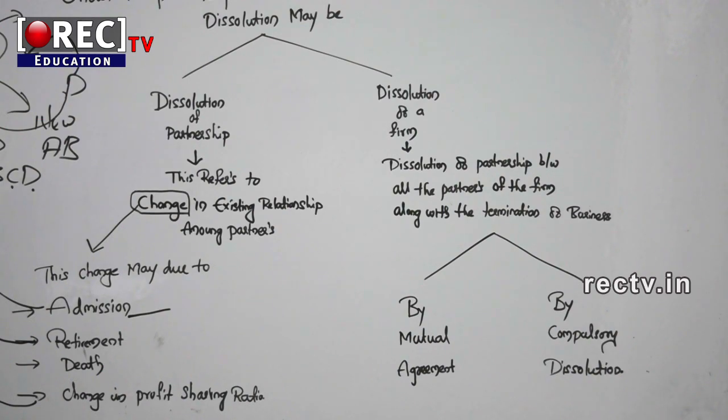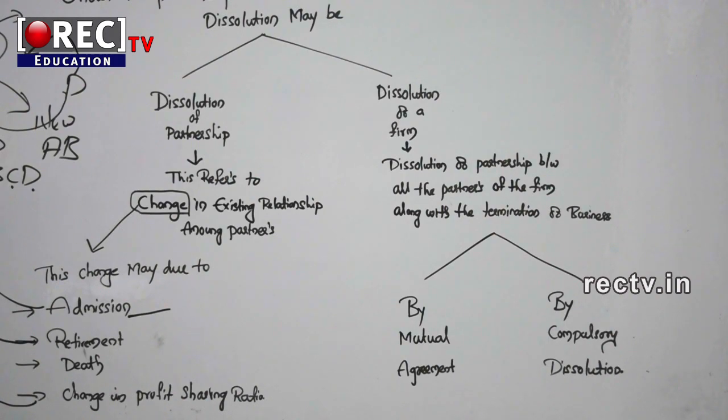Dissolution by the court may happen on grounds such as insanity of a partner, permanent incapacity of a partner, misconduct by a partner, and transfer of interest by a partner. If these situations happen in the partnership firm, the court may order the partnership firm to discontinue. And by notice also we can discontinue our firm, that is, when any one of the partners gives a notice in writing to the other partners in case of partnership at will. In this situation also our firm is going to discontinue.